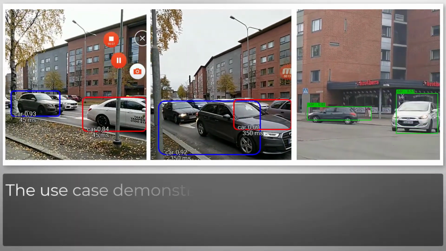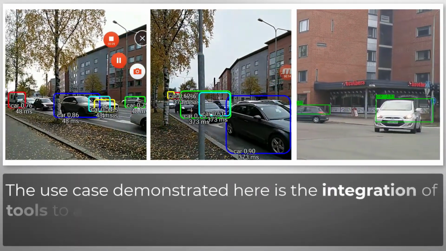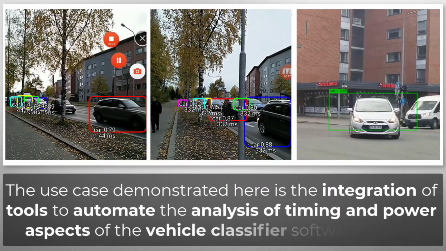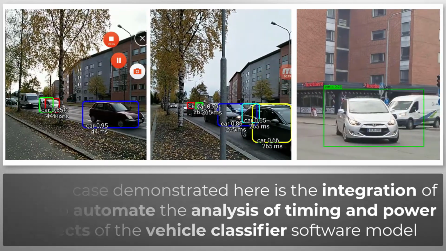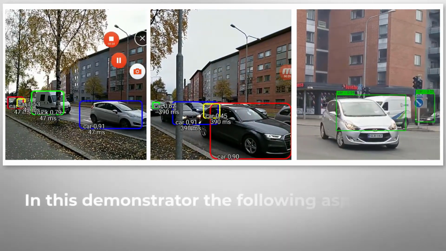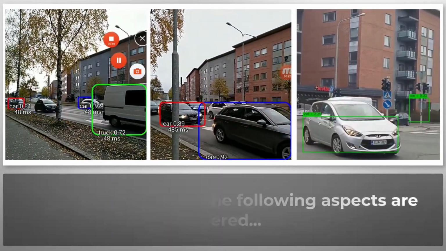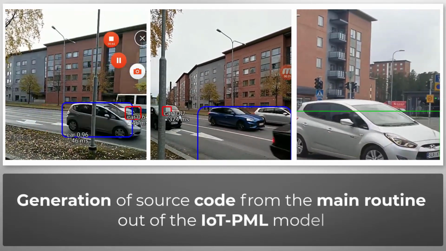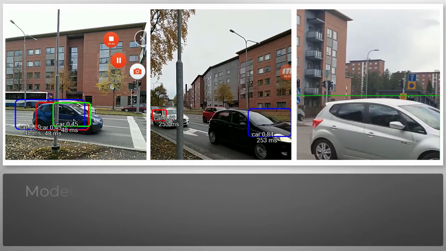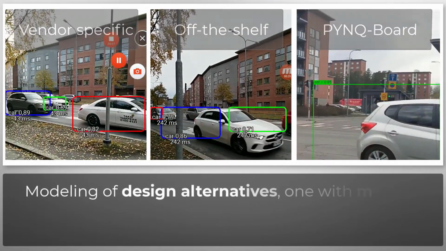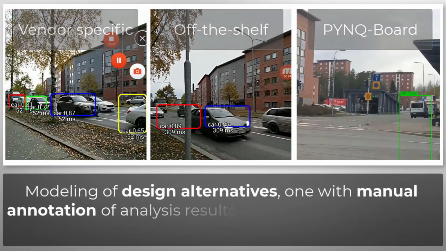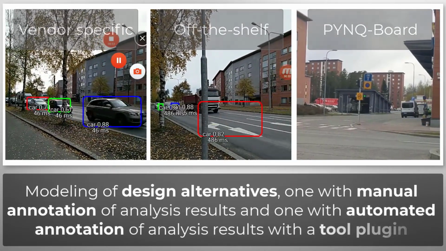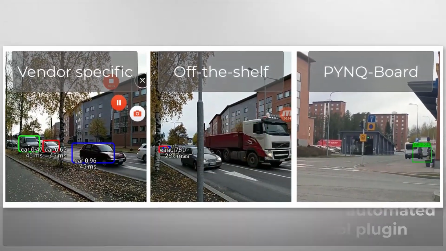The use case demonstrated here is the integration of tools to automate the analysis of timing and power aspects of the vehicle classifier software model. In this demonstrator, the following aspects are covered: generation of source code for the main routine out of the IoT-PML model, and modeling of design alternatives, one with manual annotation of analysis results and one with automated annotation of analysis results with a tool plugin.